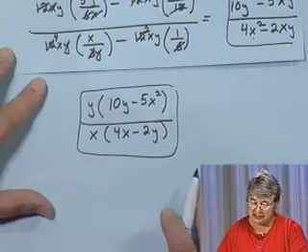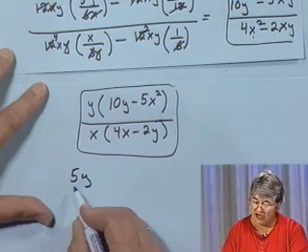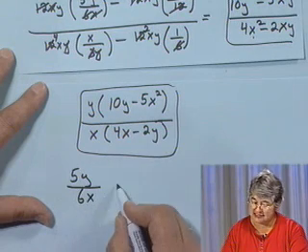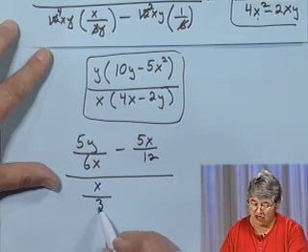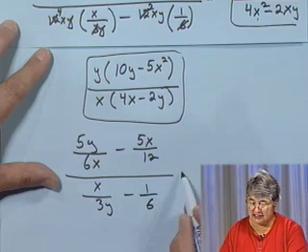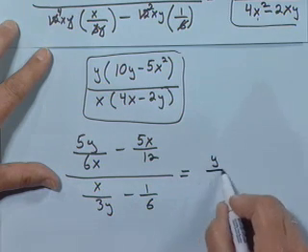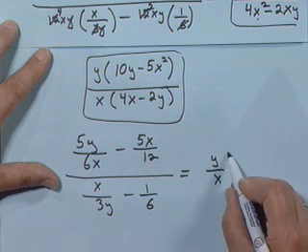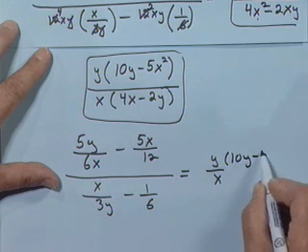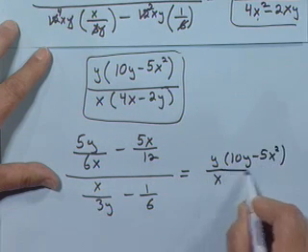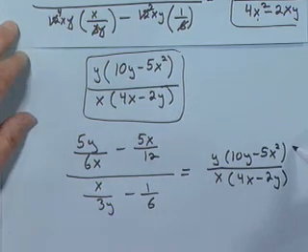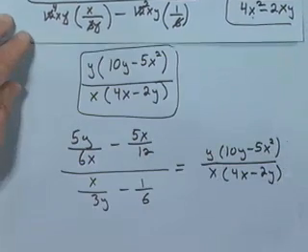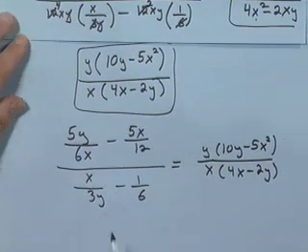Let's write that again. This 5x, or 5y, I'm sorry, 5y over 6x minus 5x over 12. The y over x, and the y is multiplied by 10y minus 5x squared in the numerator, and the x is multiplied by 4x minus 2y. This is now the simplified form of the complex fraction that we started with.